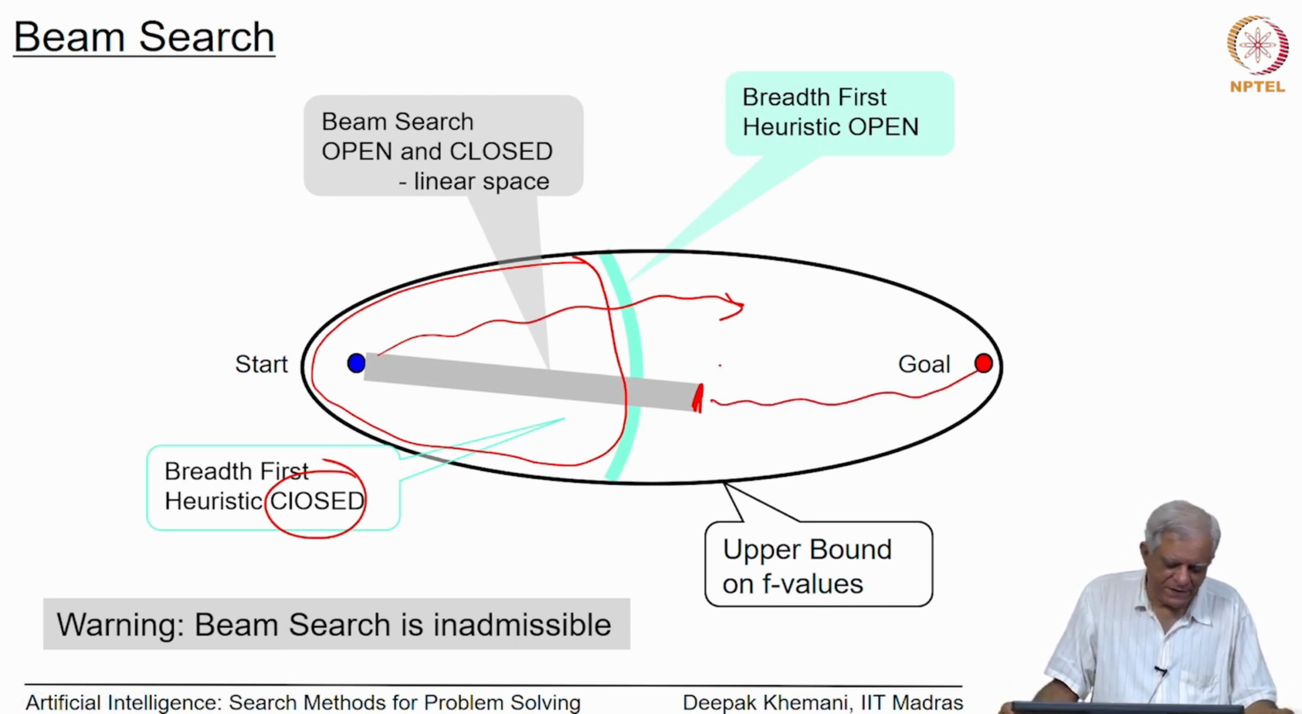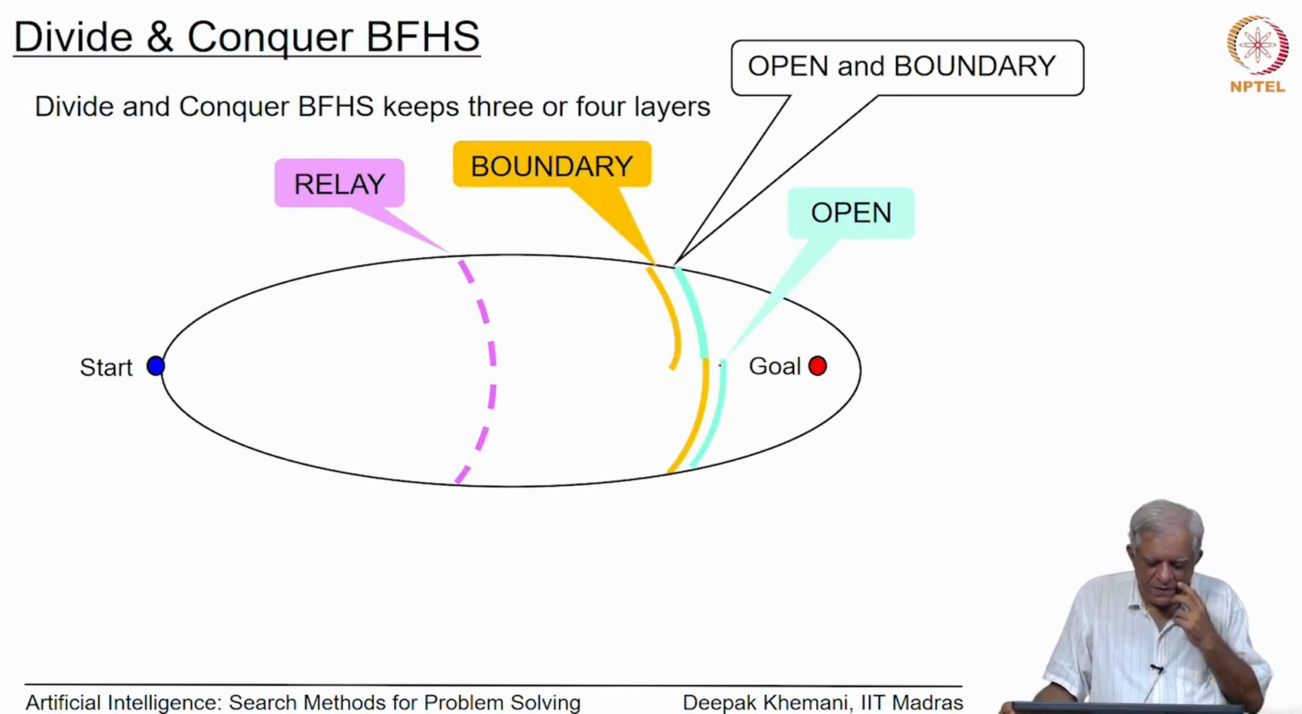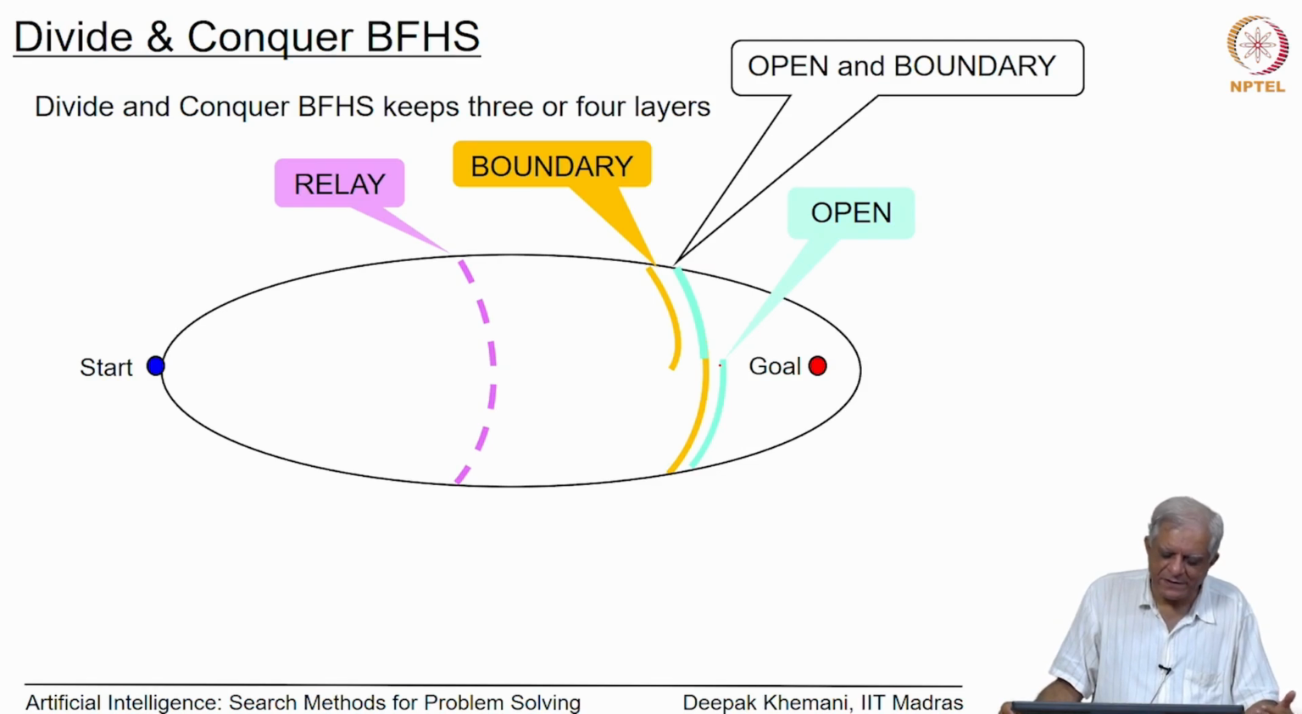So, how can we now adapt some methods to turn beam search into an admissible algorithm, which means that it will find the optimal path for us? Before we do that, we can combine the methods that we studied for pruning closed.